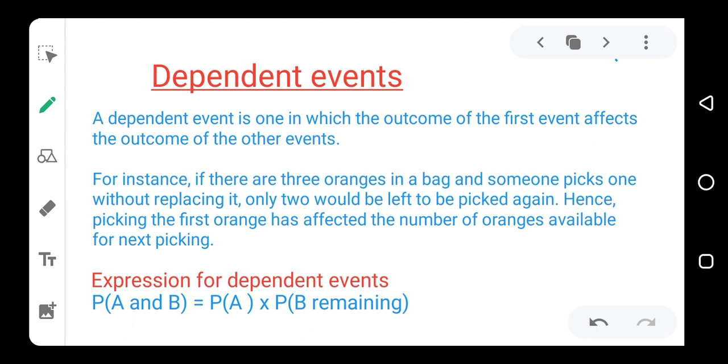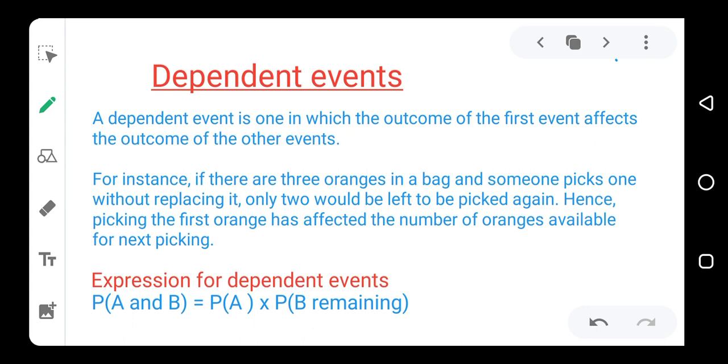Take for instance, if you have 3 oranges in your bag and you give somebody 1 orange from the bag without replacing it, you will find out that the total number of oranges you have in the bag will reduce from 3 to 2. You have 3 and you give somebody 1, then it will remain 2, or else you replace it. So that means that if you want to pick again, which is the second event, giving somebody or picking an orange from the bag is an event. The orange you are picking is the sample.